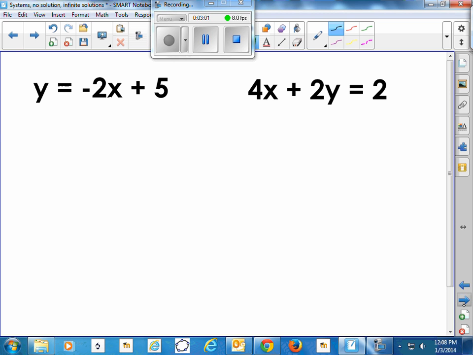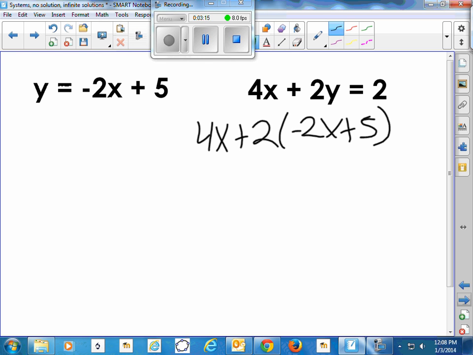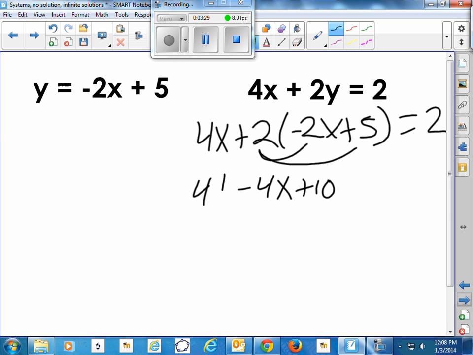Let's look at another case. So I can replace y in this equation on the right with negative 2x plus 5. Two times negative 2 is negative 4x. 2 times 5 is 10. So I have 4x minus 4x plus 10 equals 2. Combining like terms, it says 10 equals 2.